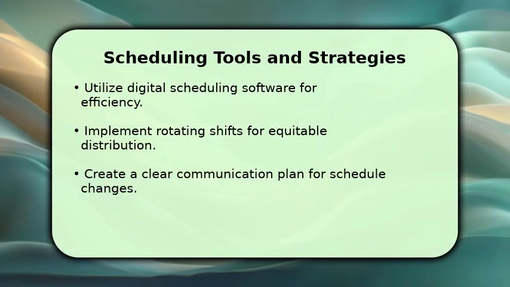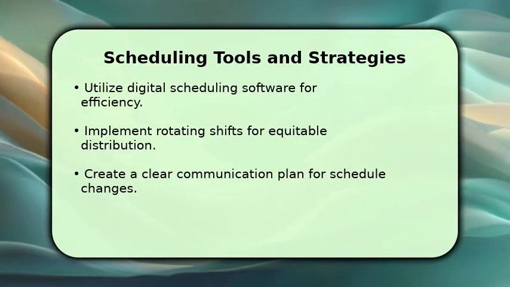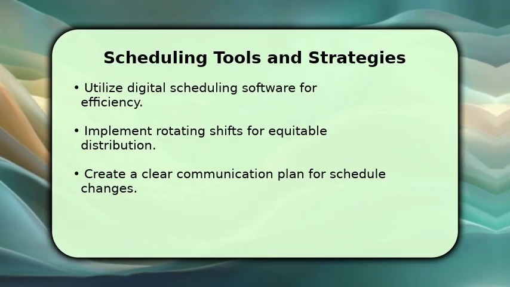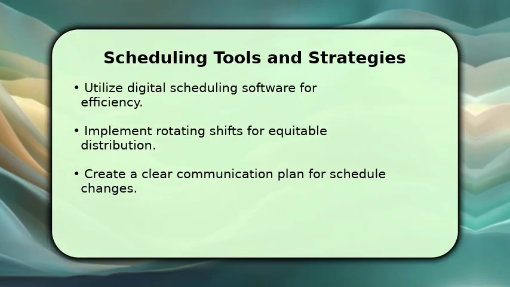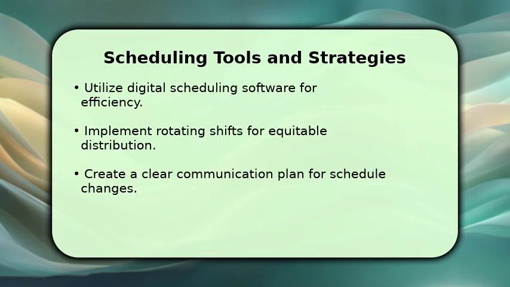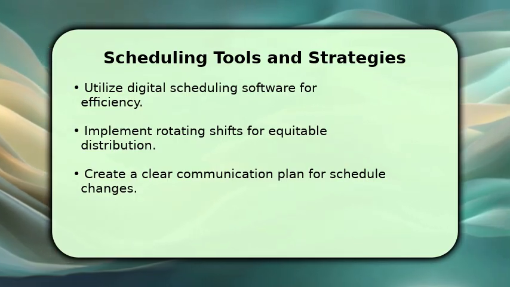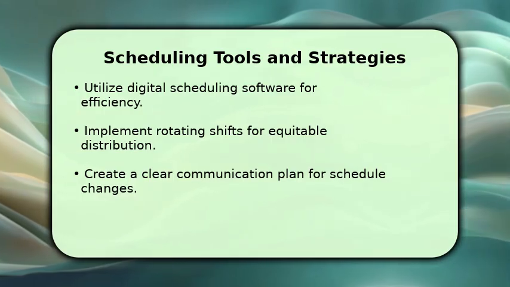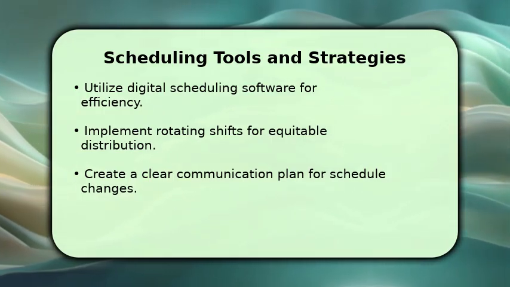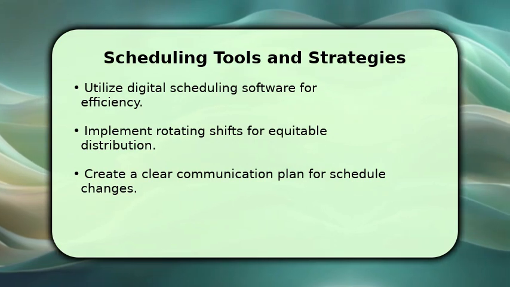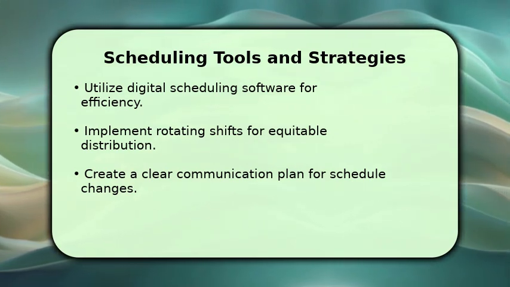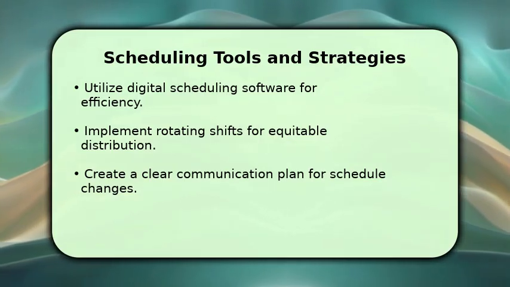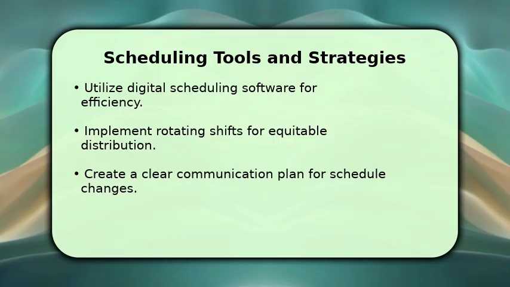Modern scheduling offers various tools and methods to streamline the process. Digital scheduling software can save significant time, reduce errors, and provide easy access for employees. Consider implementing rotating shifts to ensure fairness and prevent any single employee from consistently working undesirable hours. Establish a clear communication plan for any schedule changes, giving employees ample notice. This transparency builds trust and minimizes confusion.